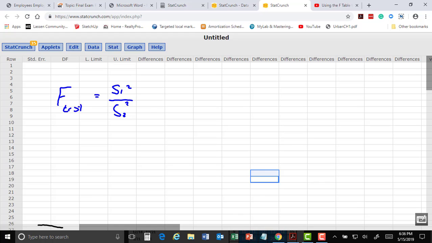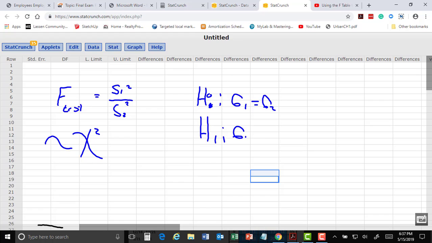What is the distribution of deviations? What kind of distribution do they have? They have a chi-square distribution. So the F test now, what is the hypothesis test? Well, remember, the null is that the population sigma 1 is equal to sigma 2, right? And the alternative is that sigma 1 does not equal sigma 2. This would be a two-tail, correct? And this is a test statistic that falls in that region. We have to learn how to read the F table, I think.